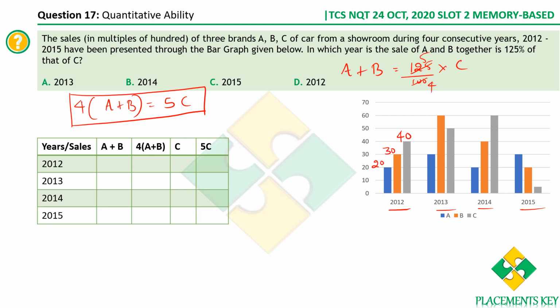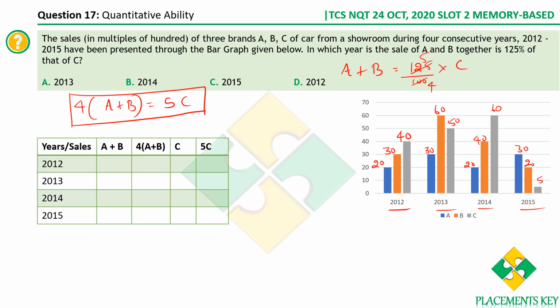So let me also write the values. This is 30, and then this is 60, and then this is 50. For this one it is 20, then this is 40, and this is 60. Similarly, this is 30, and then this is 20, and then this is 5. These are the values that we have.